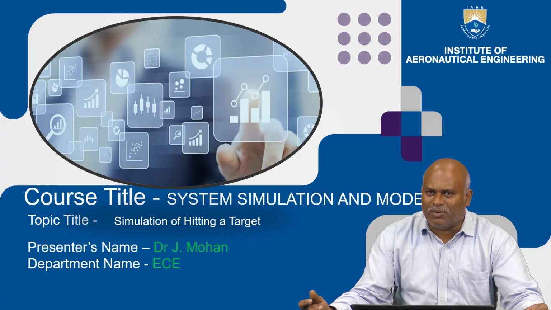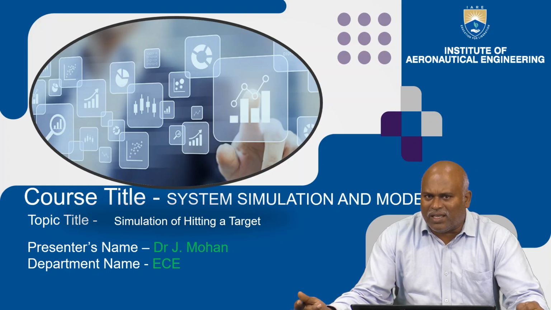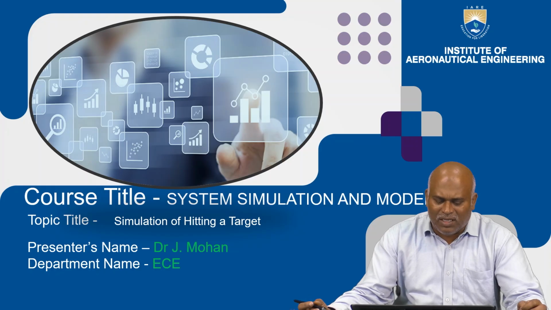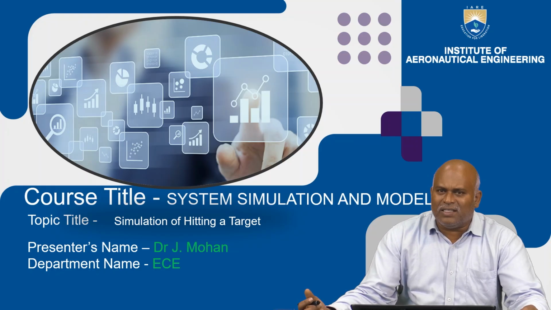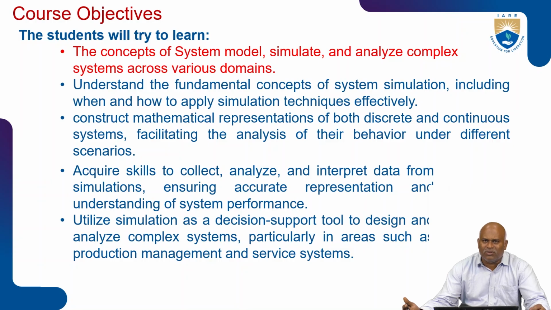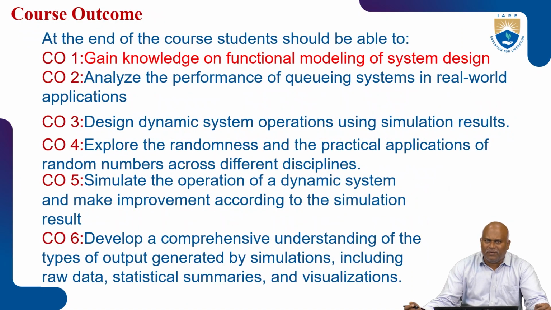I am going to discuss simulation, system and modeling. In this topic, I am going to discuss simulation of hitting a target. This comes under the discrete simulation model. It covers the course outcome of the concept of system model simulation, analyzing complex systems across various domains. The remaining are covered in the second, third, fourth and fifth modules. The course outcome of this topic is to gain knowledge of the functional model of the system design.